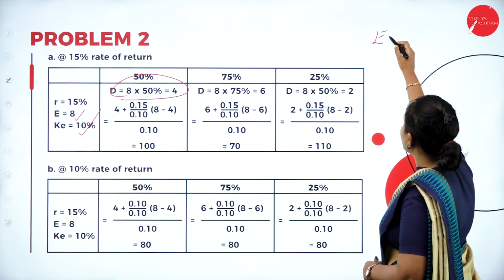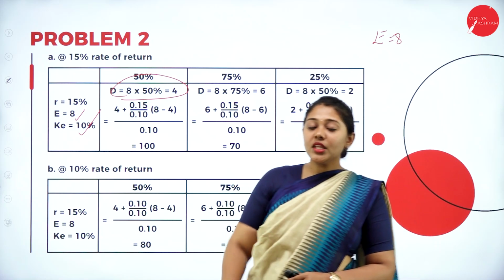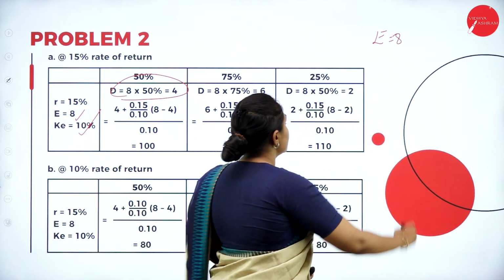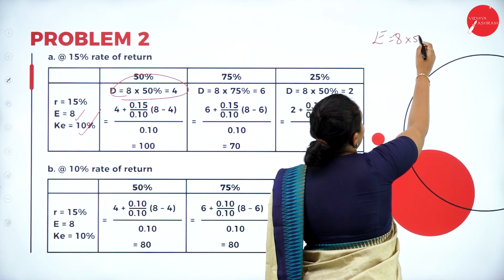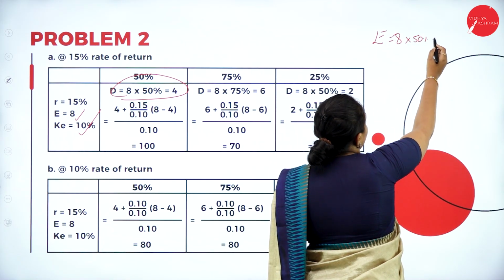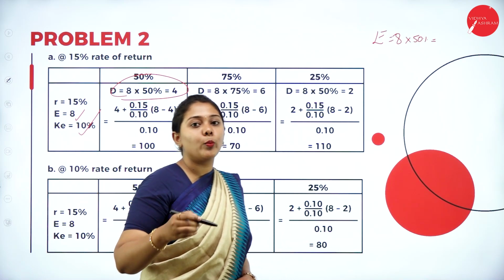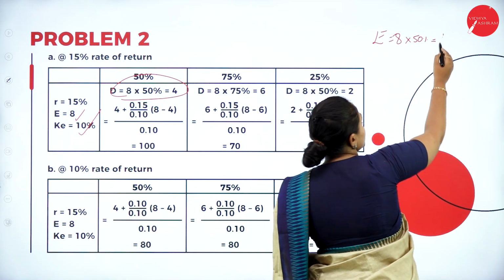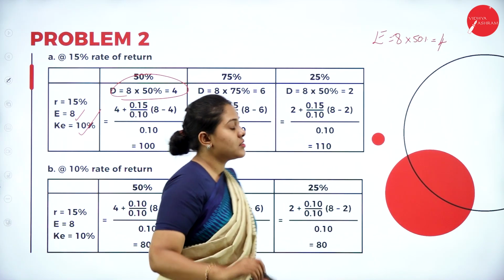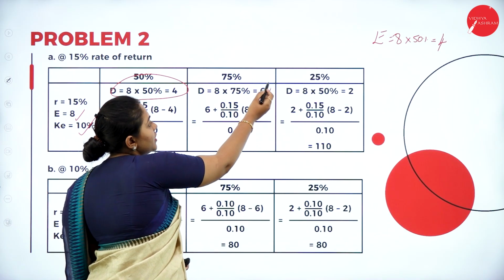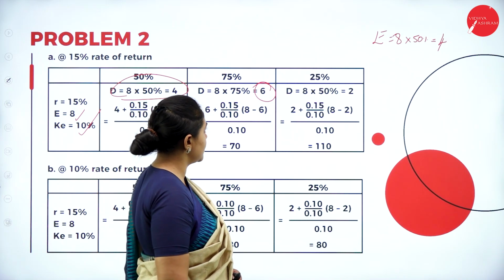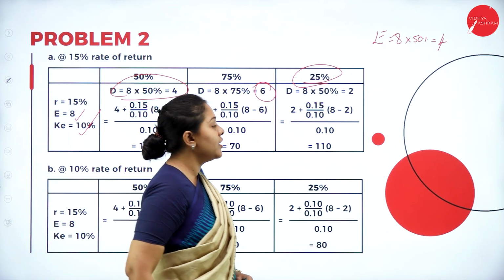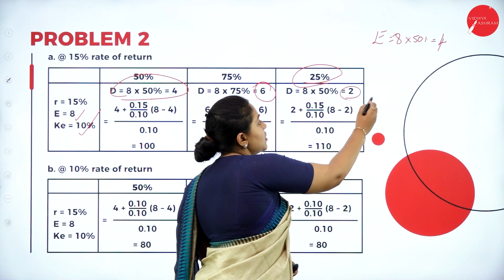When the earnings is 8 rupees, what is the dividend? Dividend payout ratio is 50%, so the earnings is 8 rupees, dividend payout ratio is 50%, and the dividend per share is 4 rupees. Next, at 75%, what is the dividend per share? 6 rupees. When the dividend payout ratio is 25%, the dividend per share is 2 rupees.